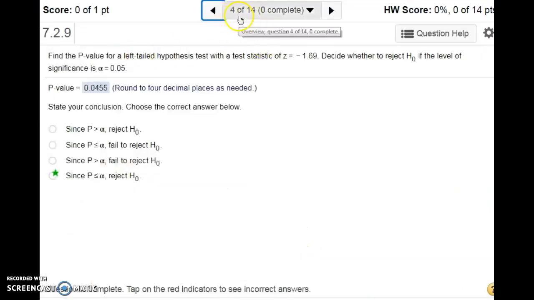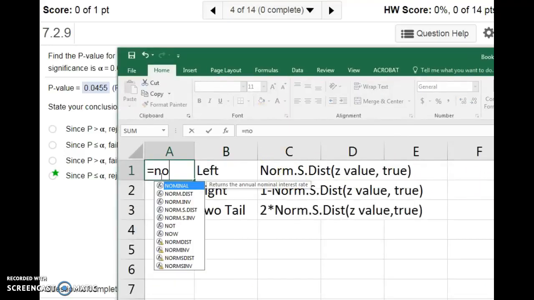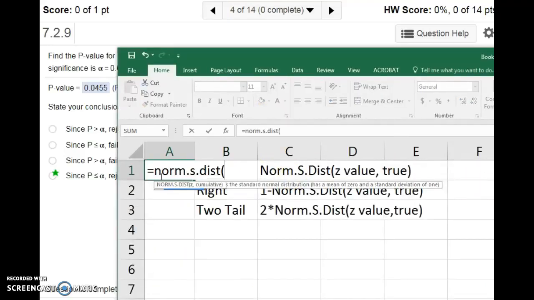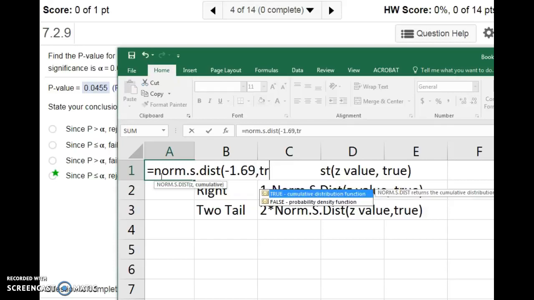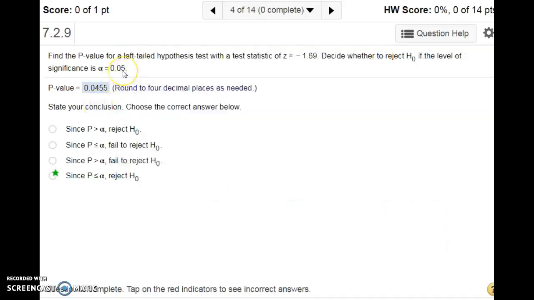So just to do one here, looking at number 4, the p-value for a left tail test, here's my z statistic, negative 1.69. So for left tail, negative 1.69, true. When I hit enter, then it gives me the probability of being that far in the tail or even further. So then based on alpha, whatever the alpha is, you would decide whether to reject or not. In this case, that is smaller than alpha, so I'm going to reject the null hypothesis.